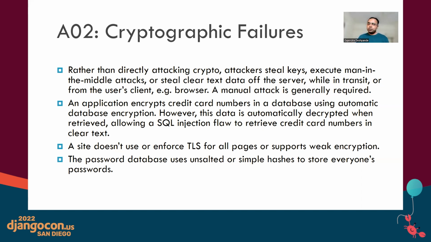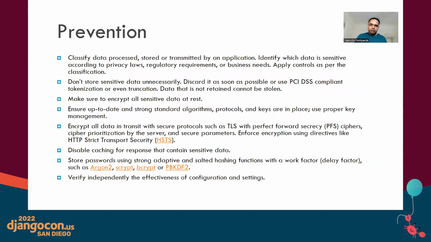Other examples: a site doesn't use or enforce TLS for all pages or supports weak encryption. Or the password database uses unsalted or simple hashes to store everyone's passwords. To prevent cryptographic failures, classify the data processed, stored or transmitted by an application. Then identify which data is sensitive according to privacy laws, regulatory requirements, or business needs. Apply controls as per the classification. Then don't store sensitive data unnecessarily.